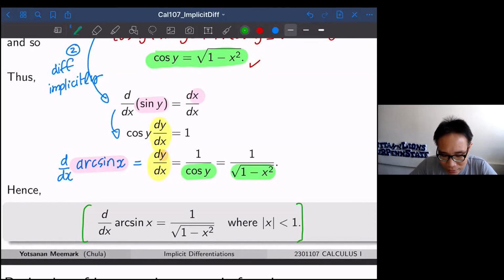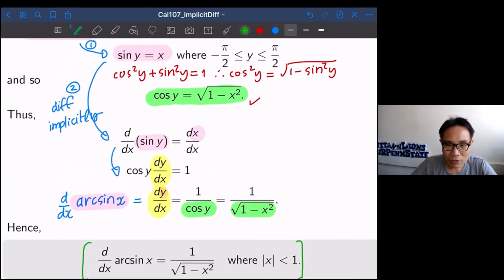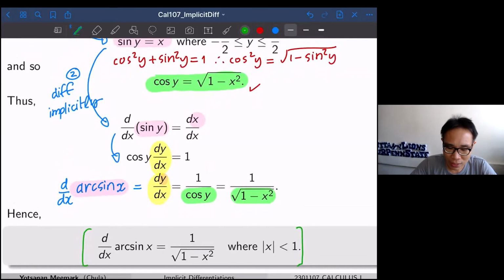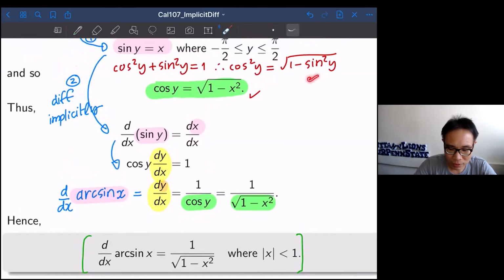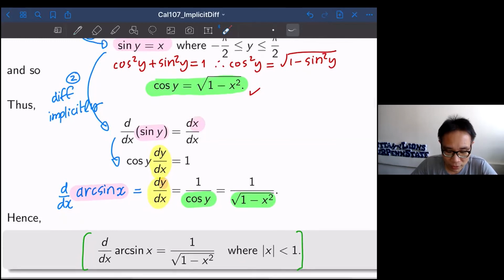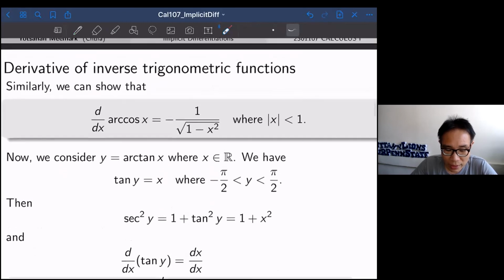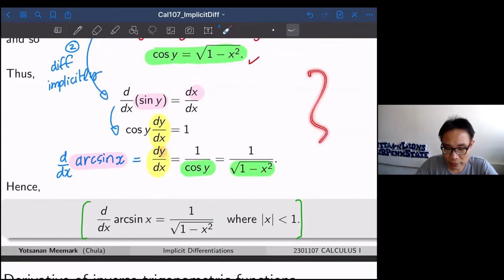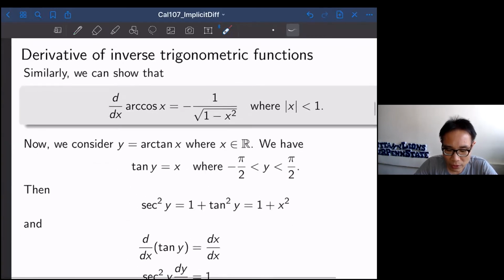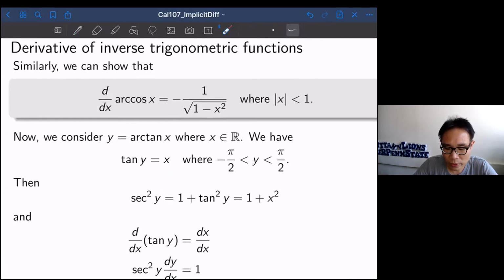The thing that you should understand is that this formula comes from implicit differentiation and a trigonometric identity. Those are the two places you may have to study. And again, you need to memorize that the derivative of arcsin equals 1 over square root of 1 minus x squared. Similarly, we can show that if you differentiate arccosine, you do the same thing, and the derivative of arccos turns out to be negative 1 over square root of 1 minus x squared.